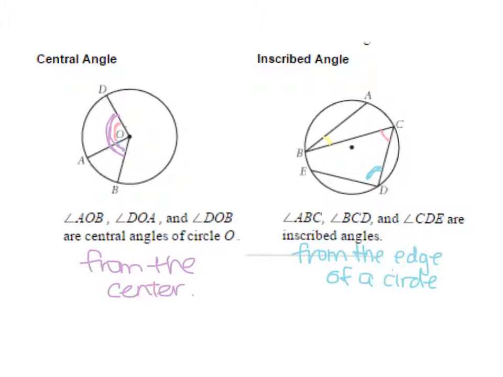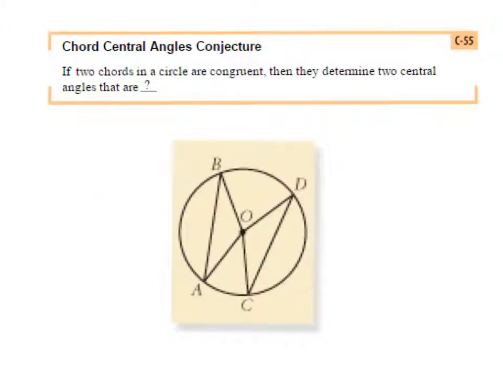Pause the video, write these two definitions down, including drawing the picture, and hit play when you're done. Ready, pause. Okay, so now we're going to look at three properties that have to do with chords. The first one says, if two chords in a circle are congruent. First, we need to look at those chords. That's AB and CD. These are the two chords. Then they determine two central angles that are also congruent.